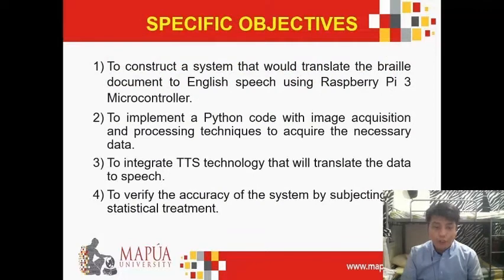First of all is to construct a system that would translate the Braille document to English speech using a Raspberry Pi 3 microcontroller. Second is to implement a Python code with image acquisition and processing techniques to acquire the necessary data. Next is to integrate the text-to-speech technology that will allow us to translate the data into speech. And lastly, to verify the accuracy of the system by subjecting it to statistical treatments.